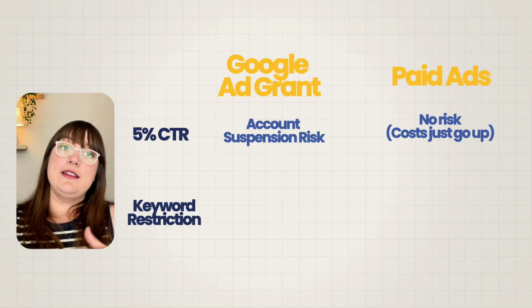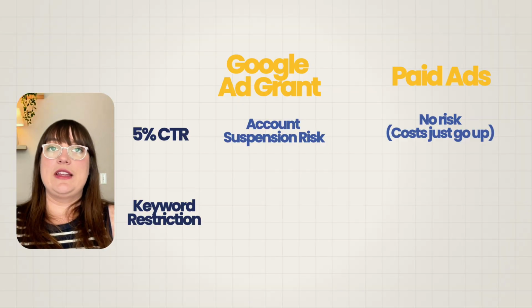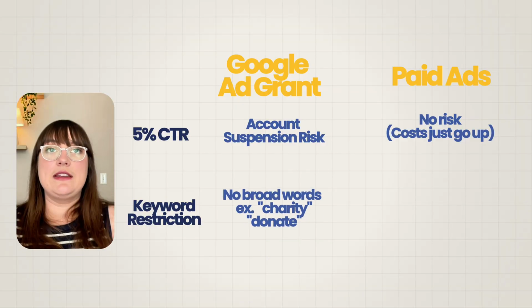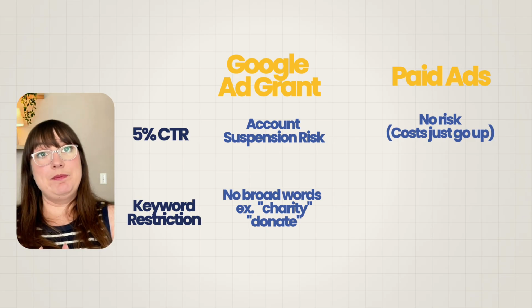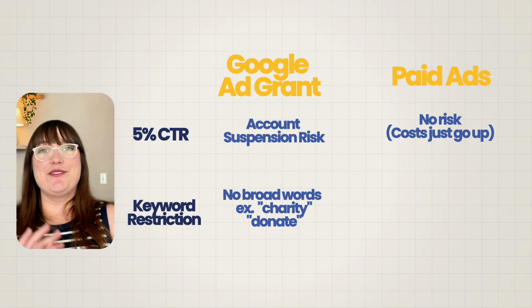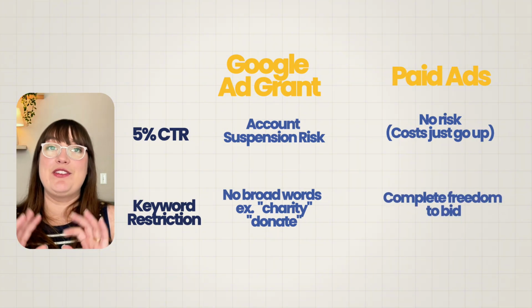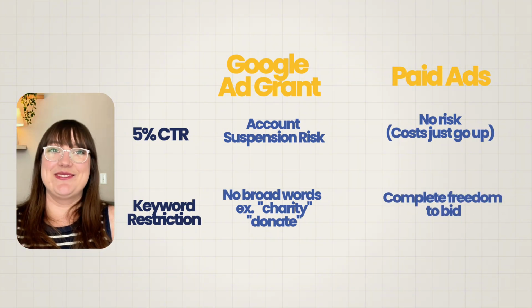The keyword restriction in the Google Ad Grant is also the other big limitation. The grant doesn't let you bid on single keywords like charity or donate. They're a little too generic, a little too broad. You need to be very specific. Paid accounts, on the other hand, have no such guardrails. You can bid on whatever makes strategic sense, and that is an important point.